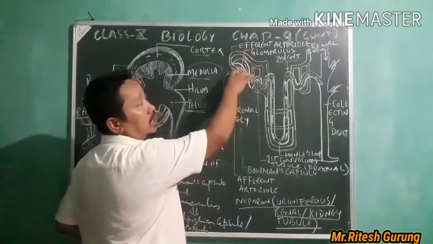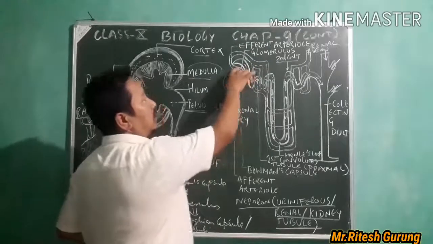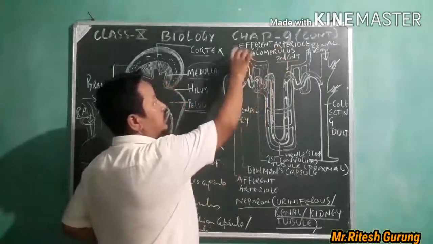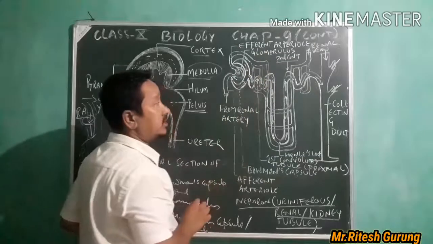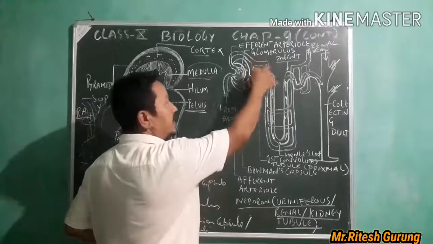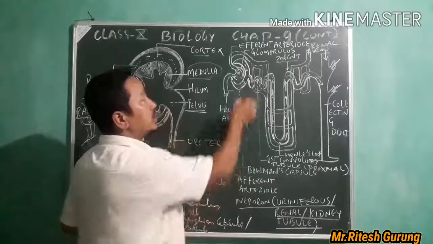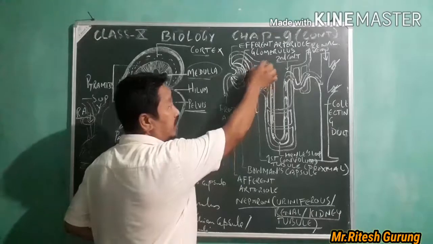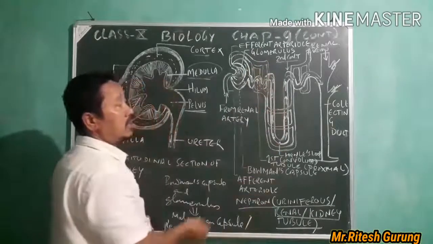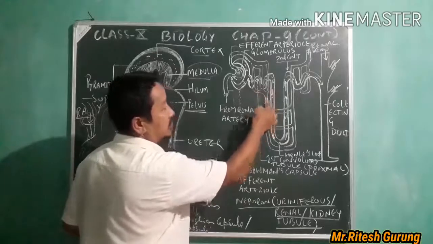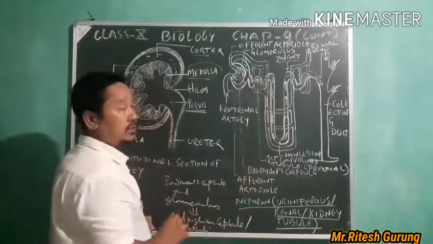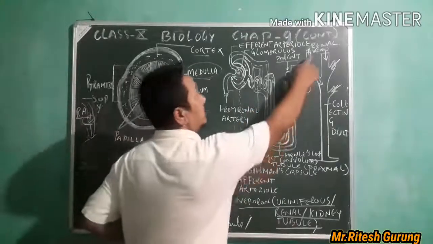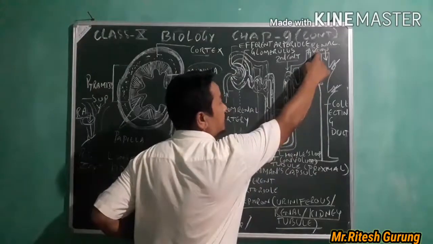Then this emerges out of the Bowman's capsule in the form of the efferent arteriole. So this efferent arteriole, covering a short distance, again breaks into secondary fine capillaries, which surround the renal tubule like this, as you see here in the diagram, and rejoin to make the renal vein.